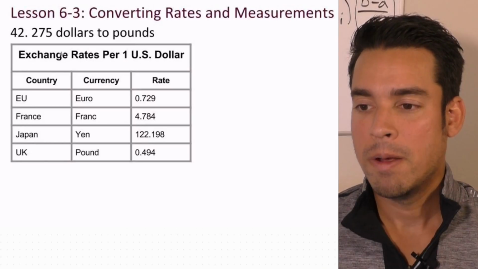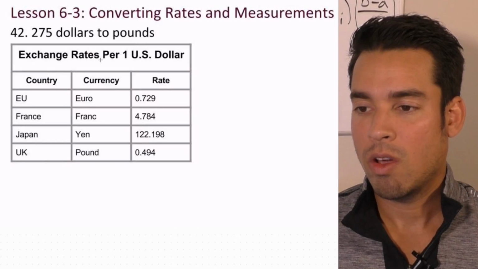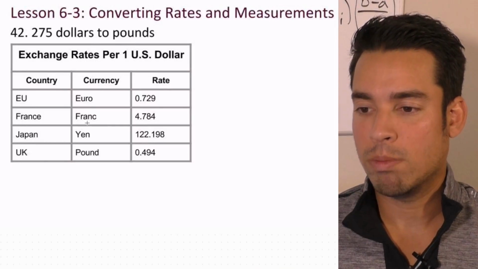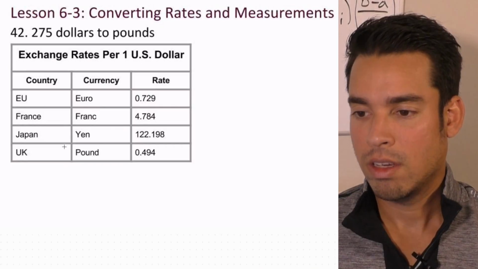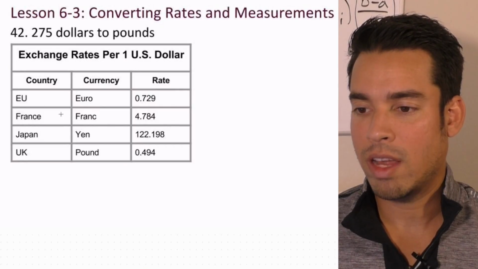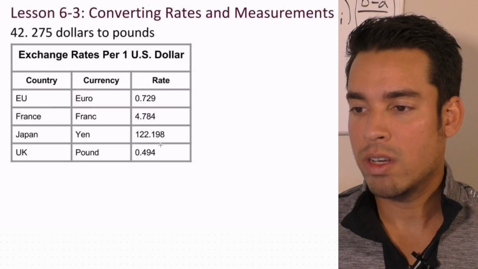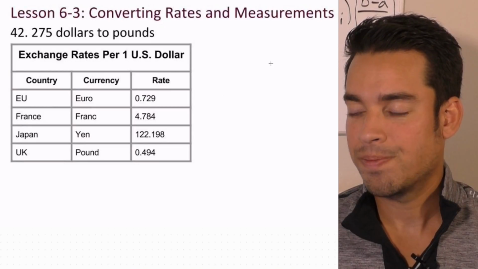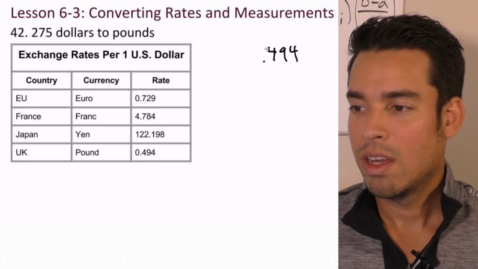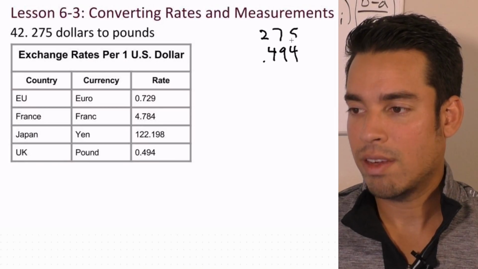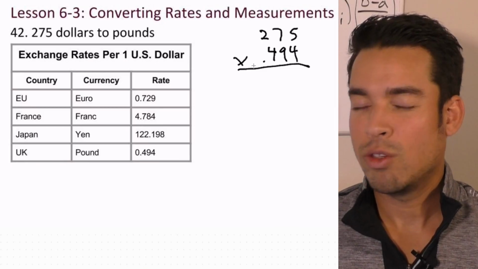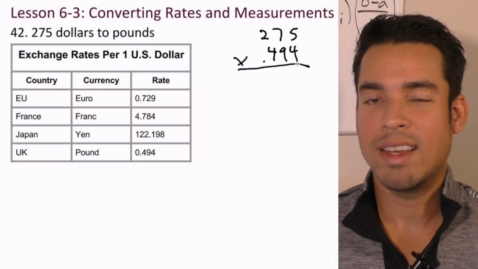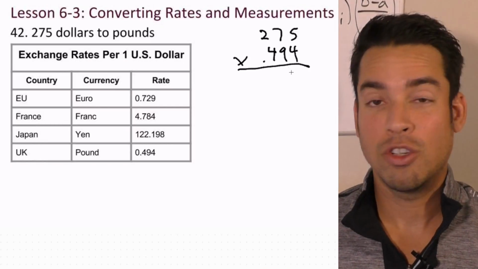$275 to pounds. They're giving you the exchange rate. All we have to do literally is multiply our exchange rates, because everything is per US dollar, and we've got 0.494 pounds to $1. All we do, 0.494 times 275. That's it. You take that exchange rate, you multiply it against your dollars, and you're good to go.